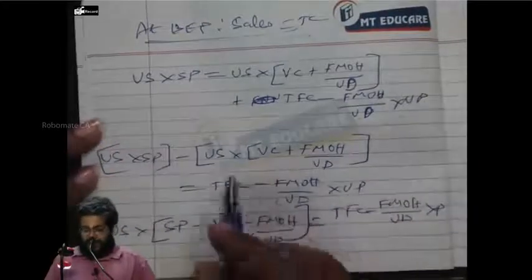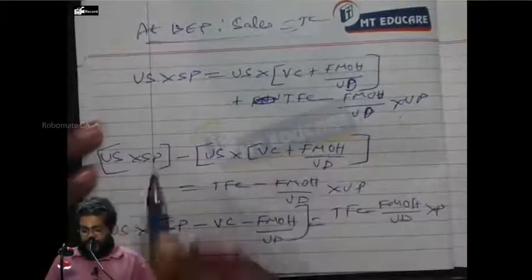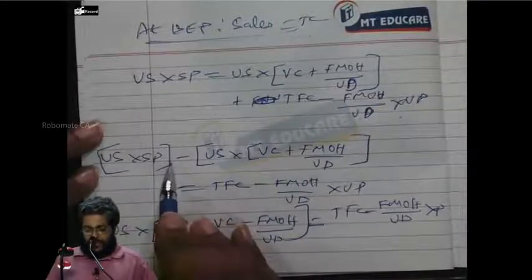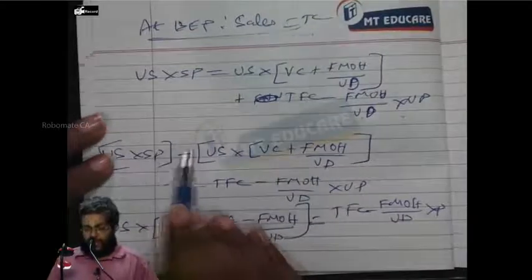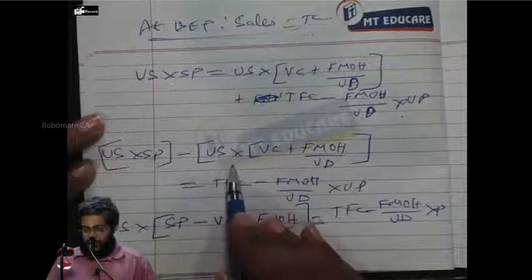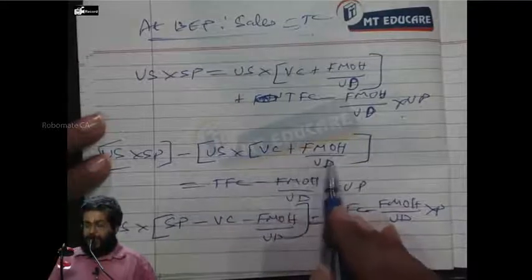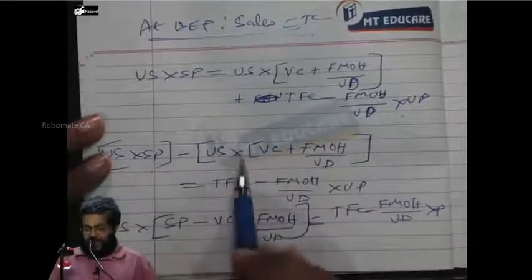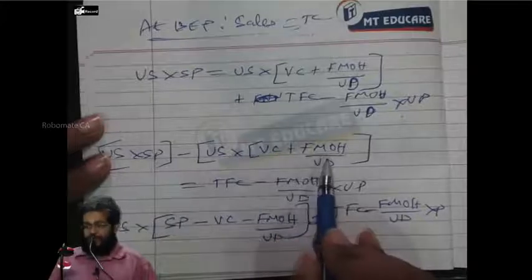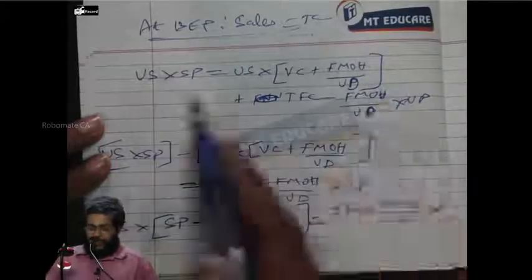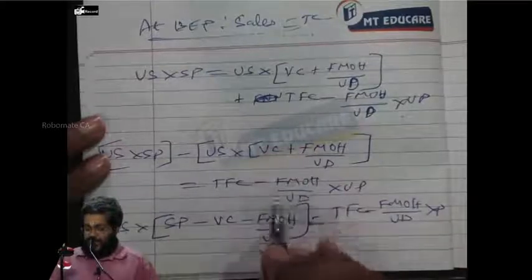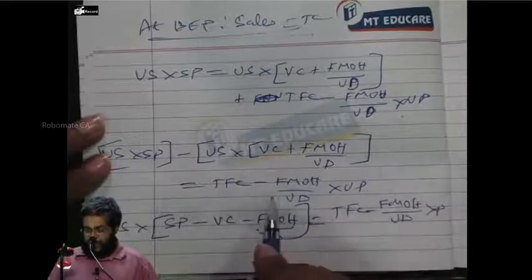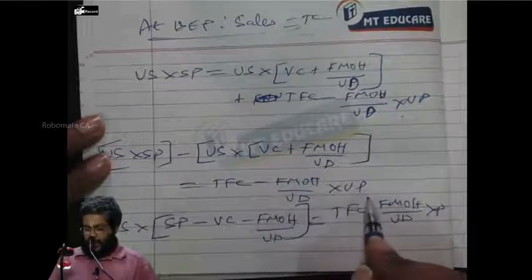Now, rearrange. You bring this unit sold from the right hand side to the left hand side. Unit sold into selling price minus, please fill in the blanks, unit sold into VC plus FMOH by UD is equal to, on the right hand side, TFC minus FMOH by UD into UP.